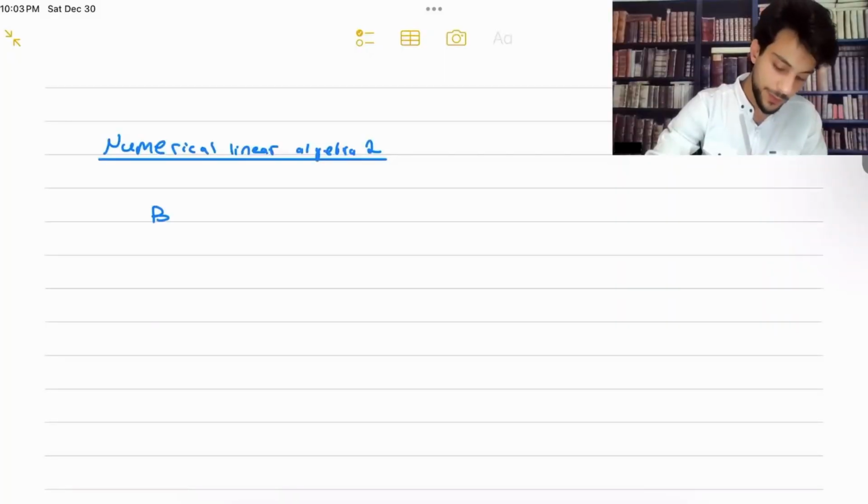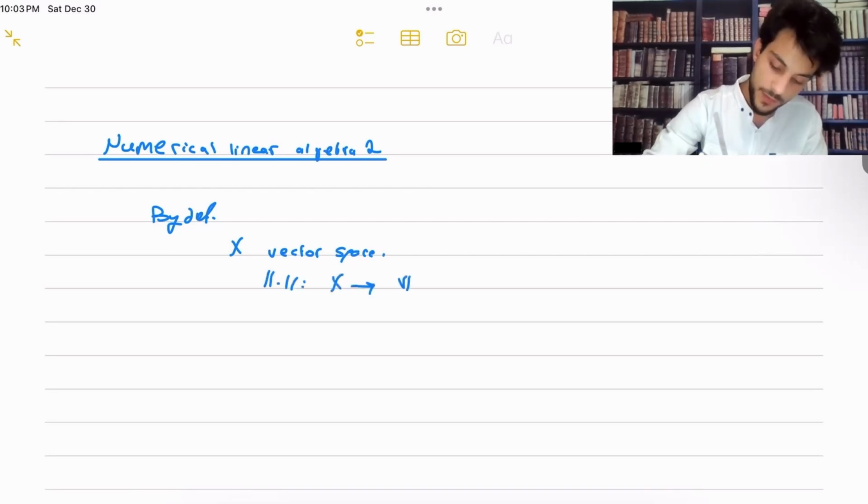Okay, so we start by defining what's so-called a norm. If you recall, by definition, if we're given a vector space X, then a norm is just an operator that takes an element of X and gives a real number. And this operator shall satisfy three properties. First is the so-called triangular inequality, which says that the norm of x plus y is less than or equal to the norm of x plus the norm of y.